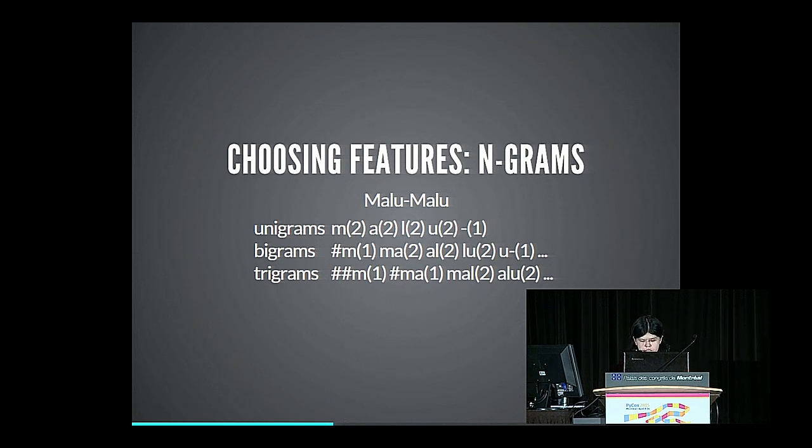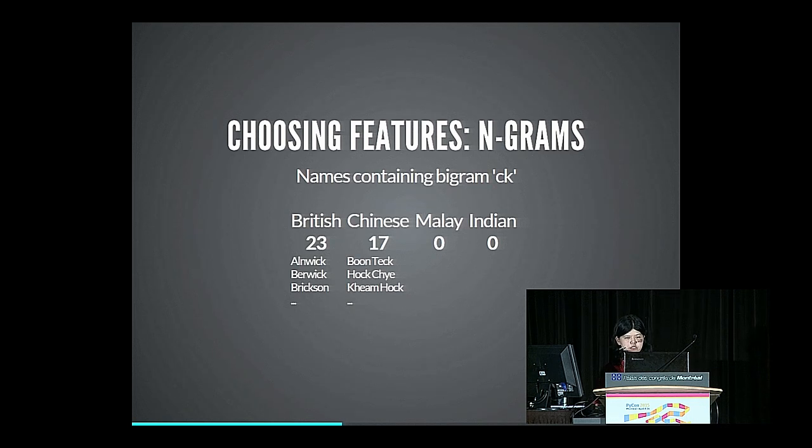Why choose n-grams? So n-grams are a really good feature to use in distinguishing between languages, because different languages have different patterns, different typical sequences of letters. So for example, if we look at road names that contain the bigram CK in our data set, we see that there's 23 such roads that are British, and 17 that are Chinese, and 0 that are Malay or Indian. So the next time we see a road that has the bigram CK in it, we can say with pretty high probability that it's not Malay and it's not Indian. It's probably going to be British or Chinese. Okay.